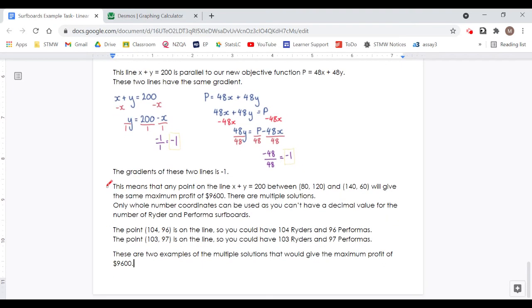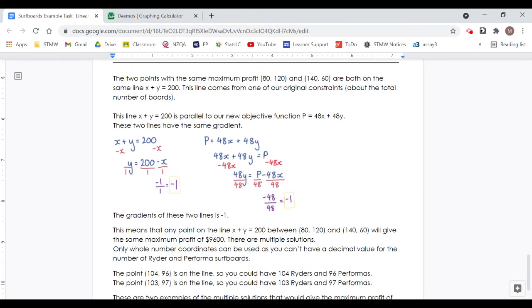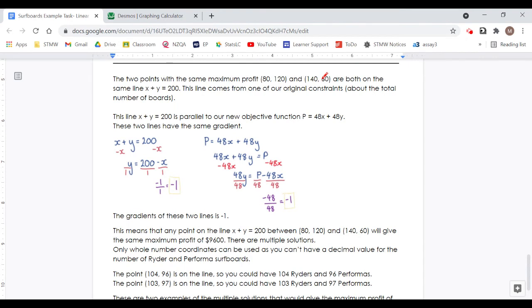This means that any point on that line, x plus y equals 200, between my 2 points, (80, 120) and (140, 60), will give the same maximum profit of $9,600. There are actually multiple solutions. But thinking about our context, only whole number coordinates can be used because you can't have a decimal value for the number of surfboards, right? A lot of contexts you will only be able to use whole number coordinates because you're talking about a number of things that you're making or a number of people or animals. You can't have half an animal, so we can only use whole number coordinates.